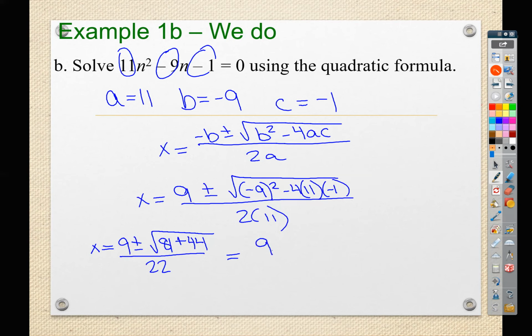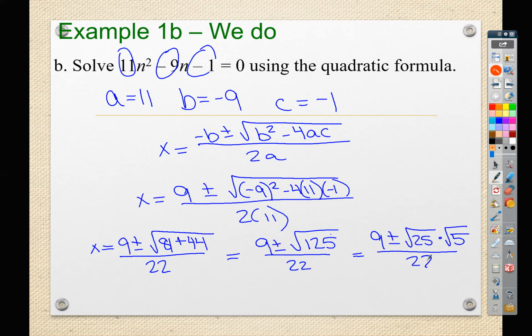So I can simplify those, combine like terms, you get 125. And then 125 actually can be broken down into the square root of 25 times the square root of 5. So then that can be rewritten as 9 plus or minus 5 square root of 5 over 22.